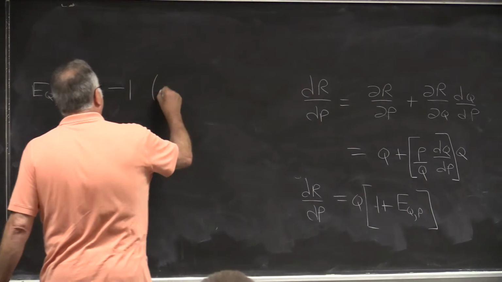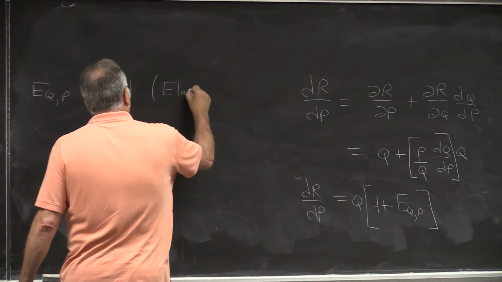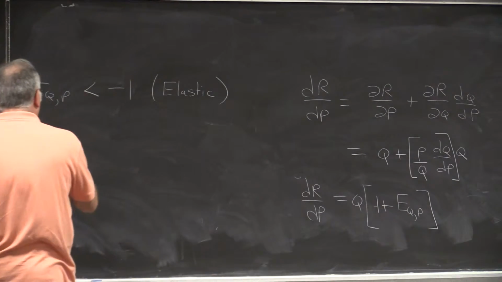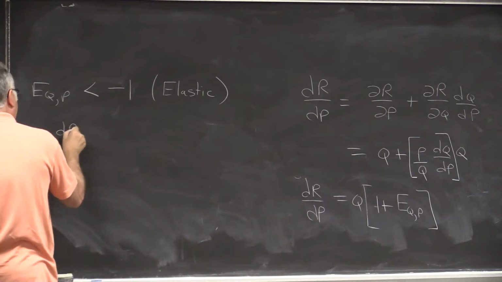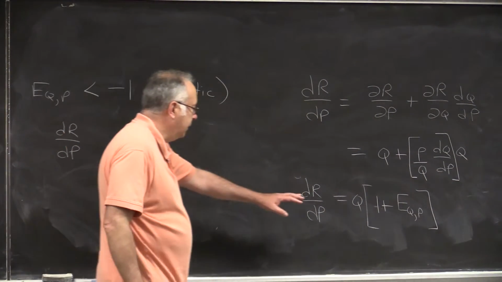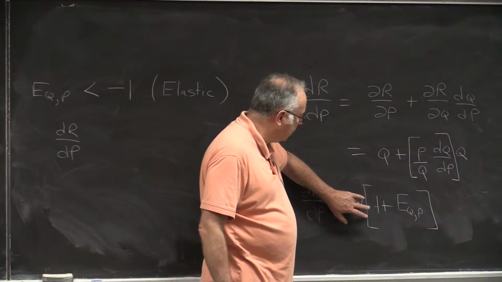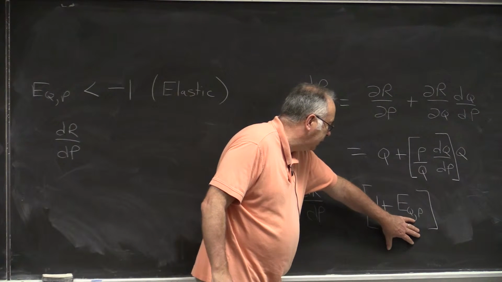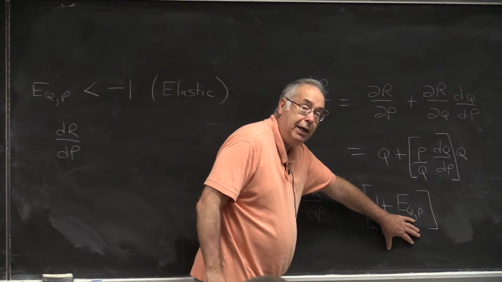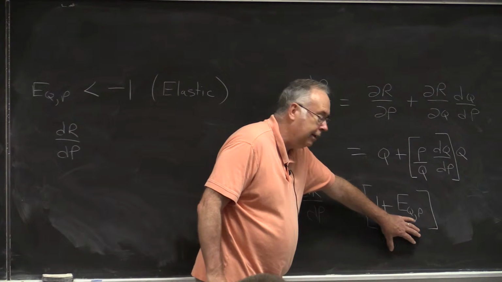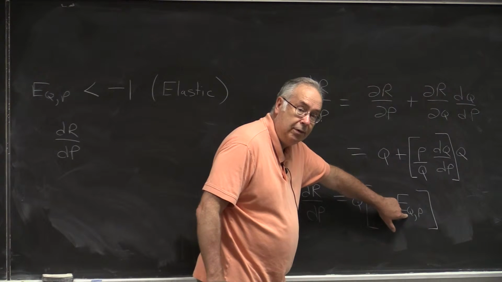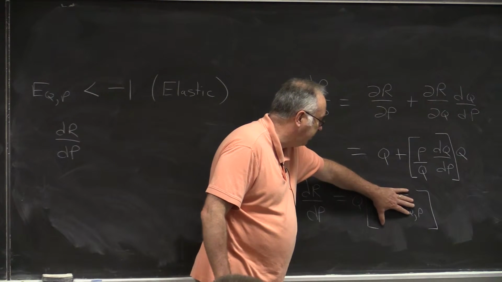So in this case, what is the sign of dR/dP? Looking at this, Q is always positive, of course. What about this expression in brackets? It's got to be negative, because this thing, whatever it is, is less than -1, so it's -2, -3. So this whole expression is negative.